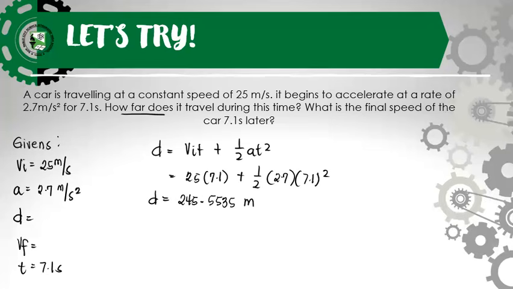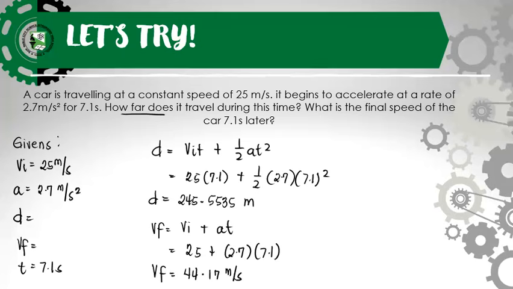Okay, how about the second unknown, which is the final speed? So pwede natin gamitin yung V naught or VI plus at. Okay? So we have 25 plus 2.7 times 7.1. VF is equals to 44.17 meters per second. So that is how we compute, okay, problems or worded problems with relation to kinematics.